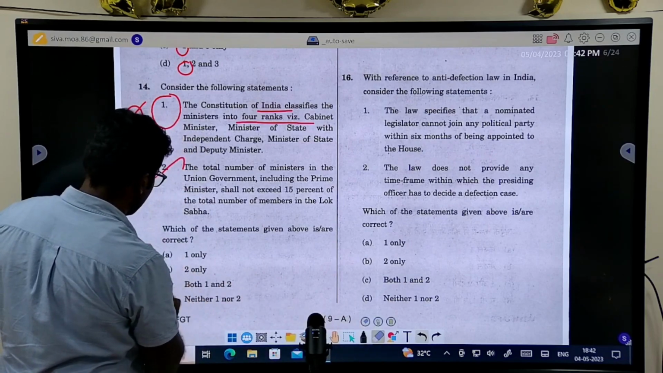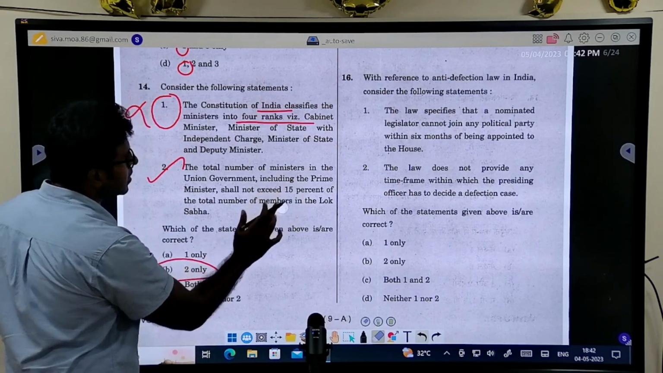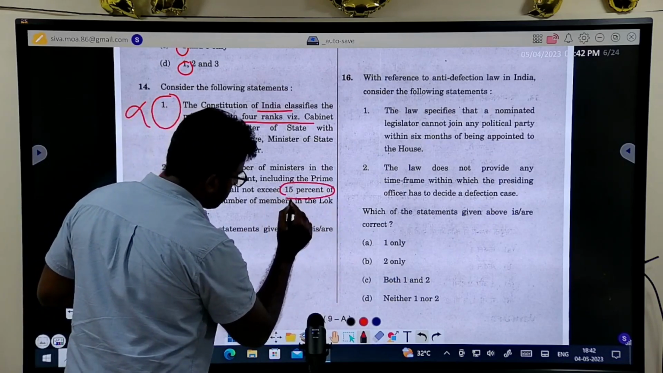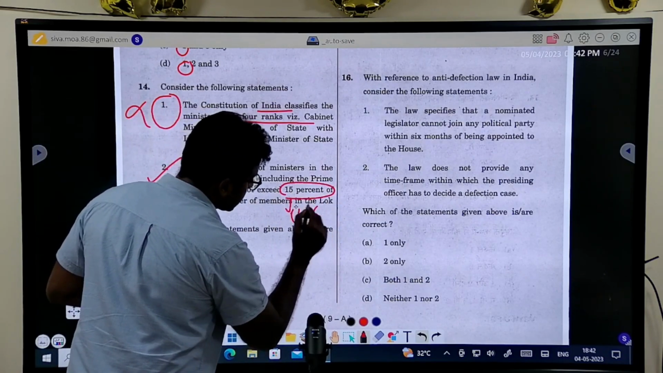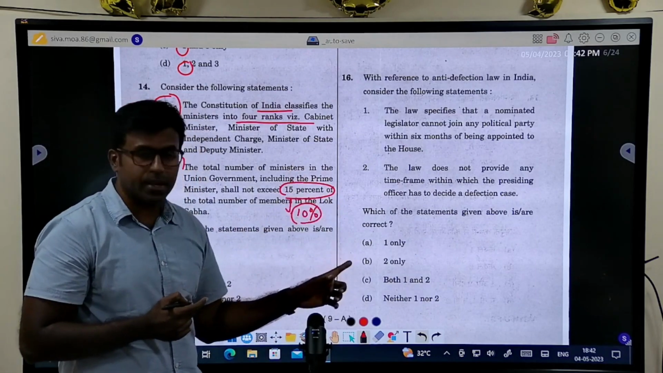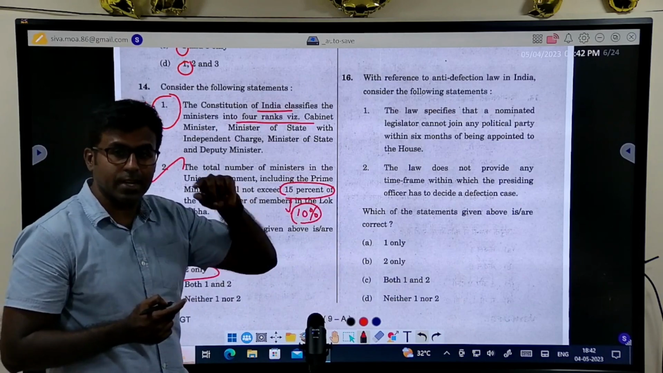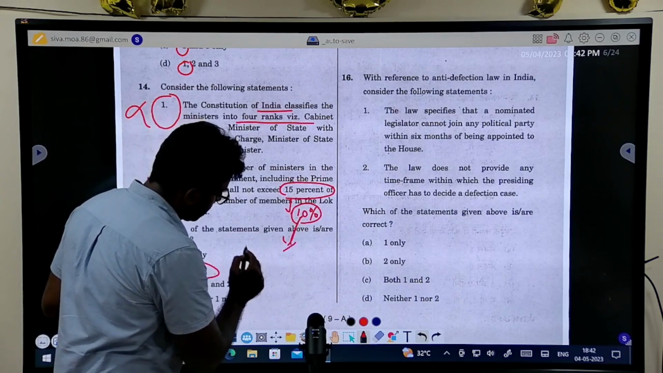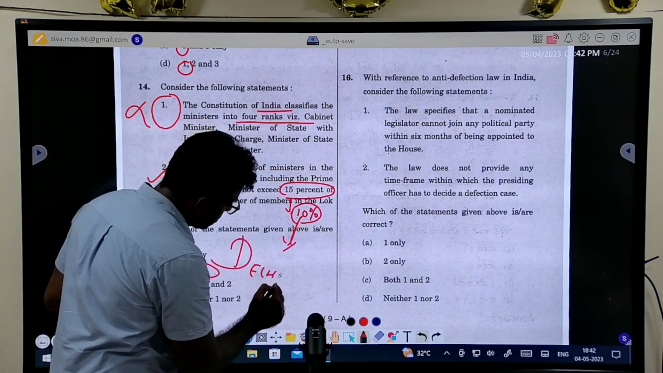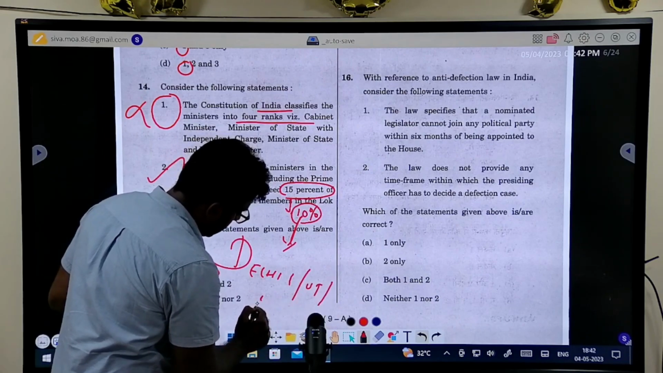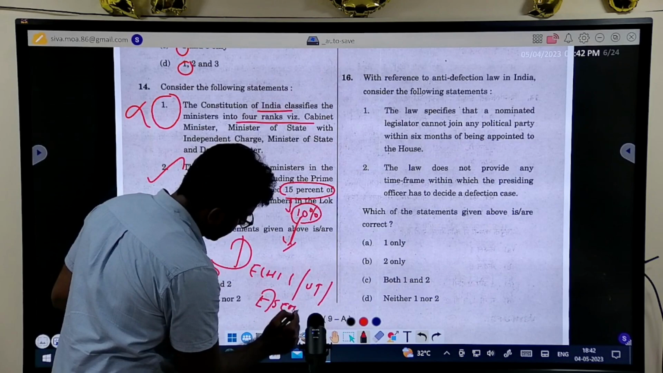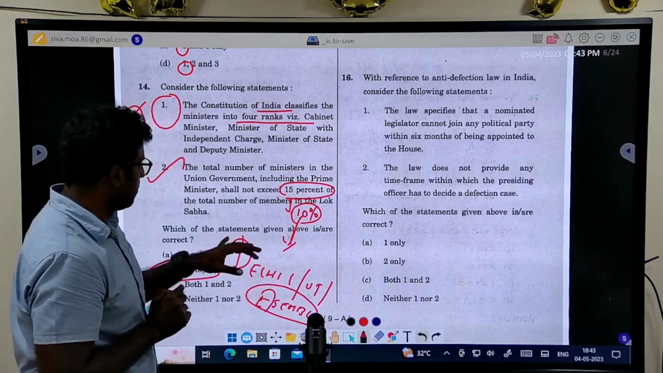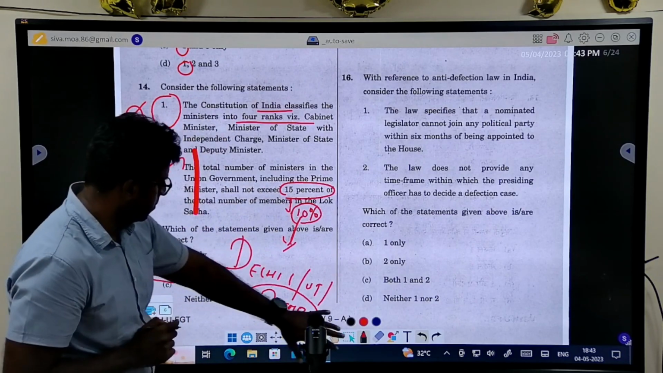So the answer is 2. These are the things which are very tricky. But see, there is also a 10% somewhere. This can confuse you inside the hall. This can definitely confuse, because there is one other place where 10% of the total number of members are ministers. Where that 10% is, please look at it, whether Delhi, Union Territory, or assembly, wherever you take it. Because there is one other place in the Constitution where they define 10% of the members to be the ministers. So please check that.